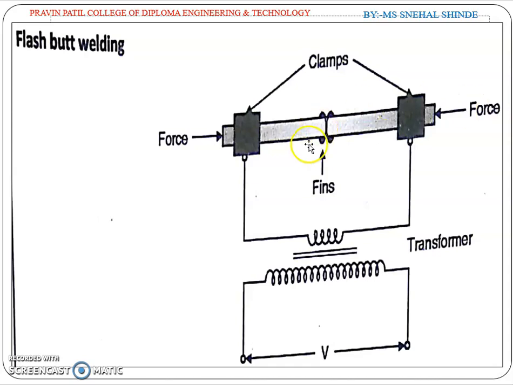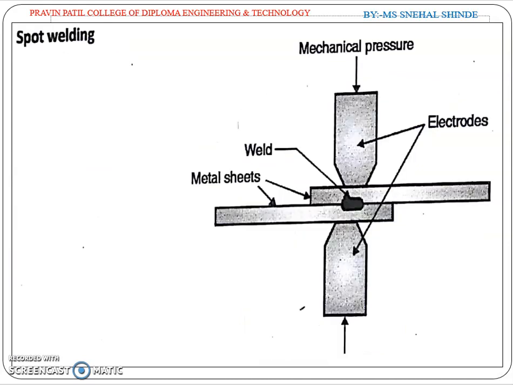So our next welding is spot welding. In spot welding, the welding is done at certain points on the metallic sheets. The pieces to be welded are held between the two electrodes as shown in the figure, and when the current passes through the electrodes, a spot weld is produced between the sheets.